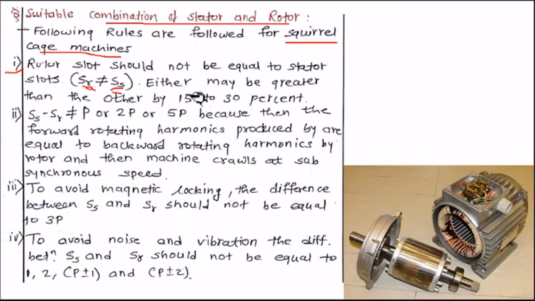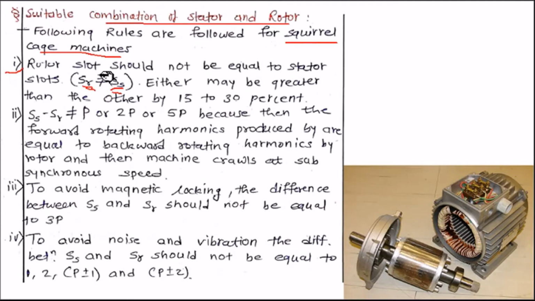Now remember, what will happen if you select SR equal to SS? If you select the stator slots equal to the rotor slots, then the phenomenon of cogging will occur. Cogging means refusal to start. Your motor will refuse to start. As you all know, three-phase induction motors are self-starting motors. Why are they self-starting? Because their stator slots and rotor slots are not equal. Then and only then will your motor self-start.